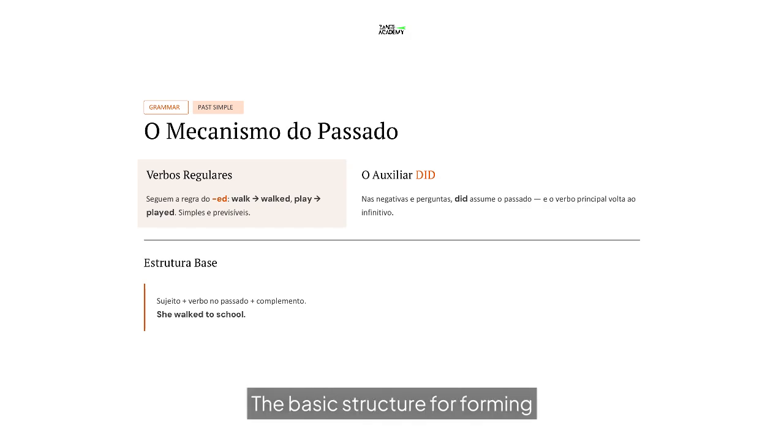The basic structure for forming a past simple sentence is simple. You start with the subject, then follow it with the past tense verb, and finally add any complements. For example, she walked to school follows this structure perfectly. It's interesting to observe how this simple format can convey complete actions from the past, making your communication effective.